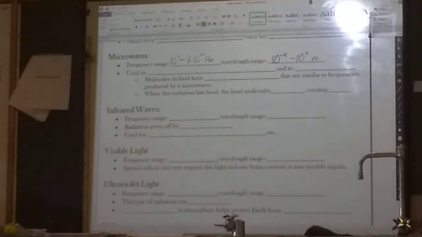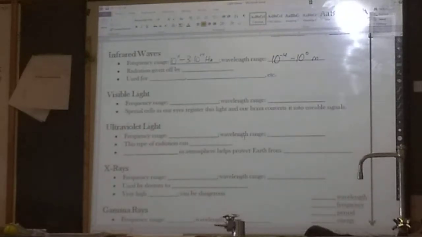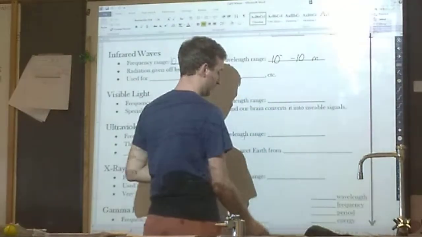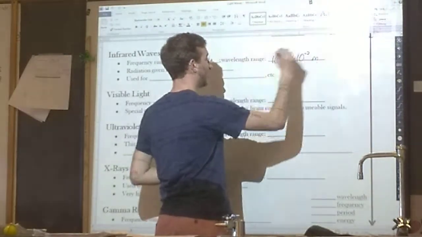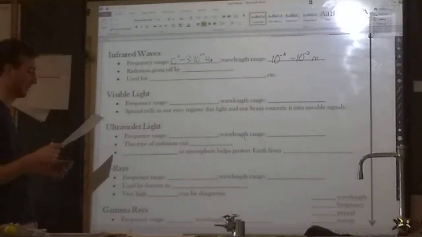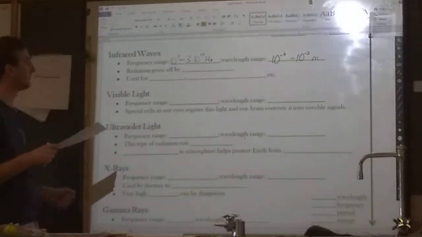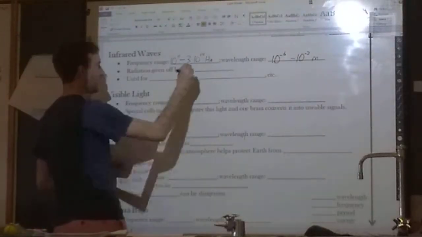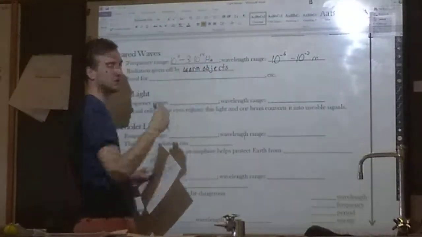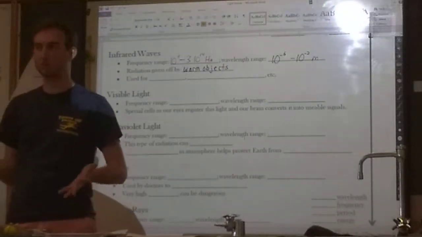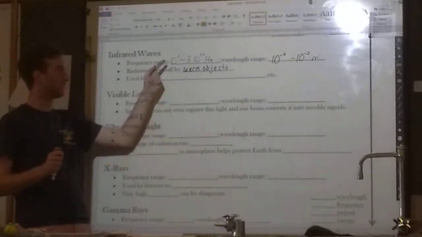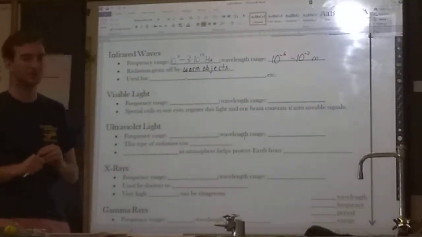But the wavelength range for infrared waves is not this. It is 10 to the -2nd to 10 to the -6th meters. I apologize for that, guys. That's the range for infrared waves. This is radiation that's given off by warm objects. Okay? Objects that are hot or warm in general give off radiation in the form of waves. And it turns out that the frequency that they give off puts them in the infrared spectrum.